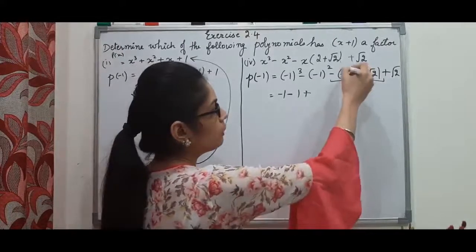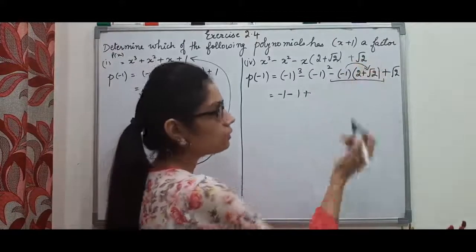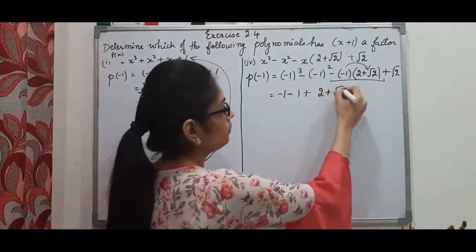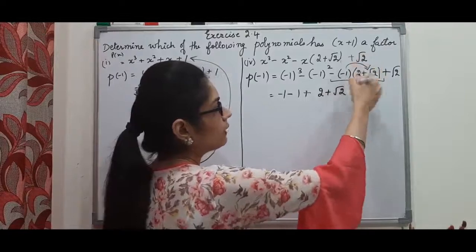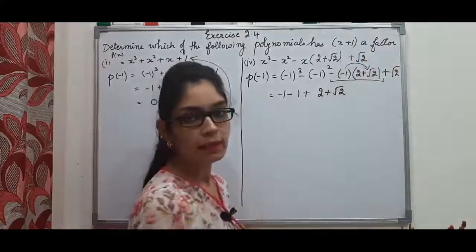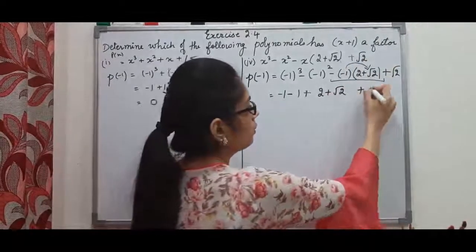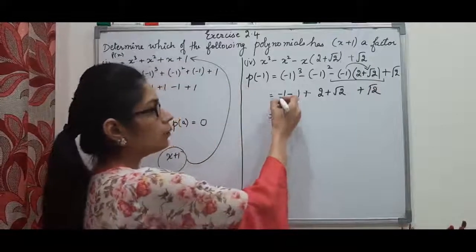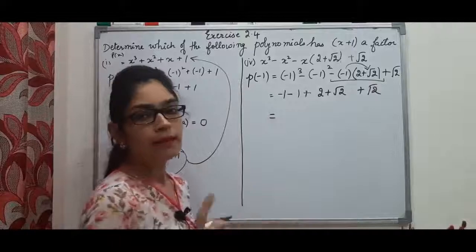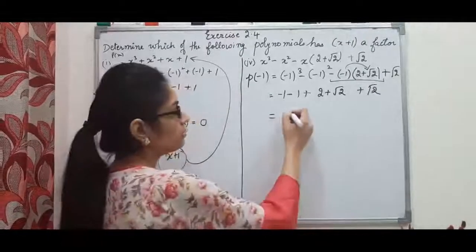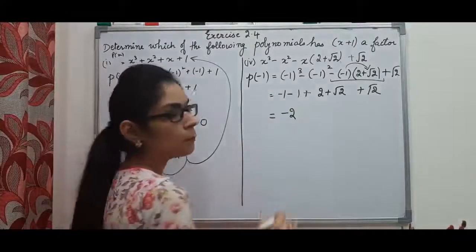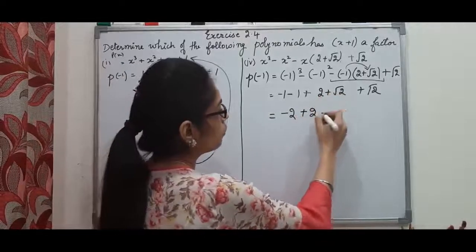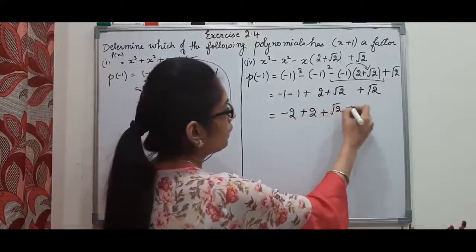Now if you multiply 1 with this term, this term will remain the same. So you can write it as 2 plus root 2, because 1 into 2 is 2 and 1 into root 2 is root 2. This way I have written root 2, I can write it as it is. Minus 1 minus 1, minus and minus is plus, so 1 plus 1 is 2 with the minus sign, plus root 2 plus 2 plus root 2 plus root 2.